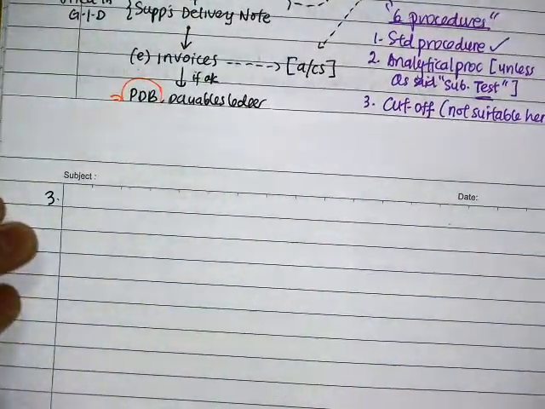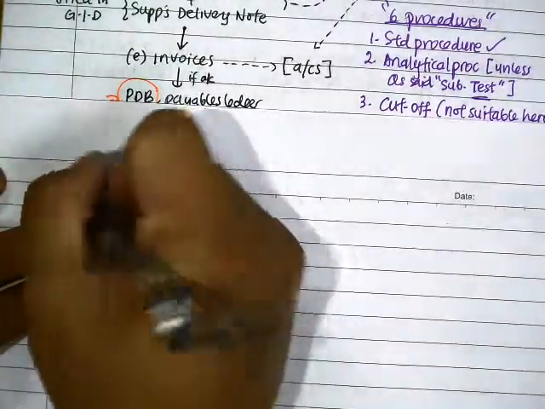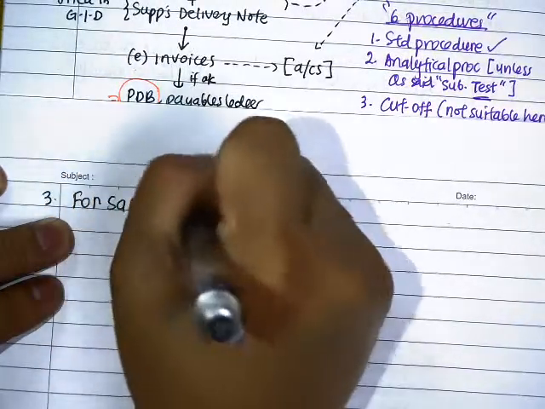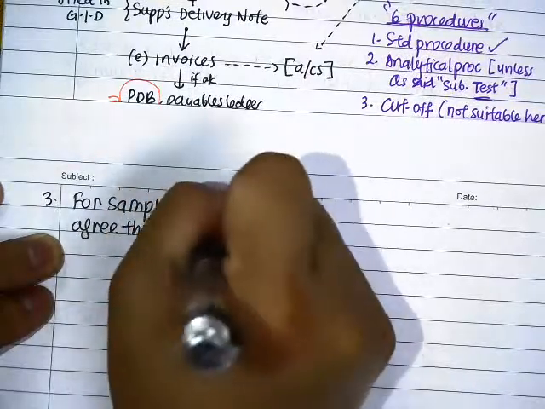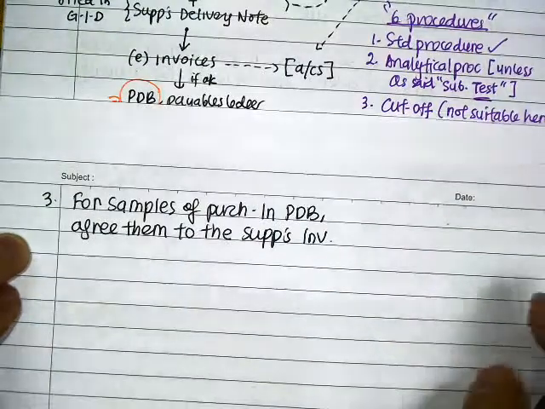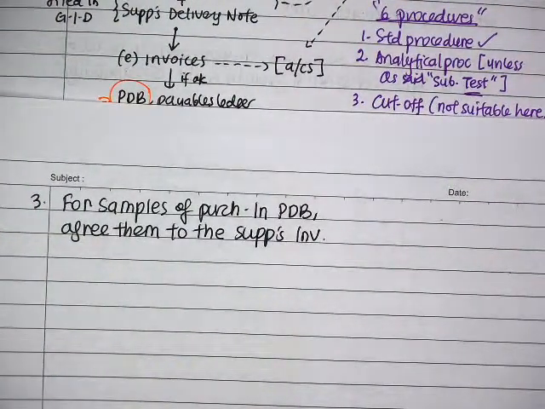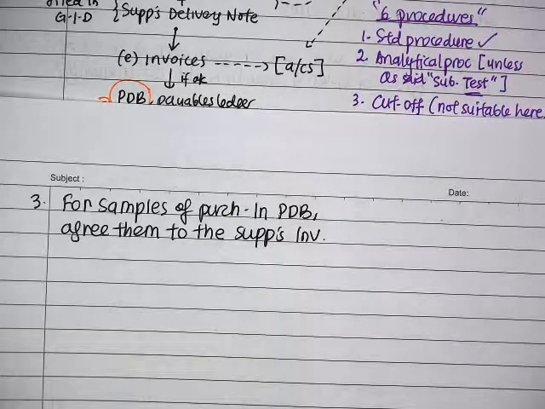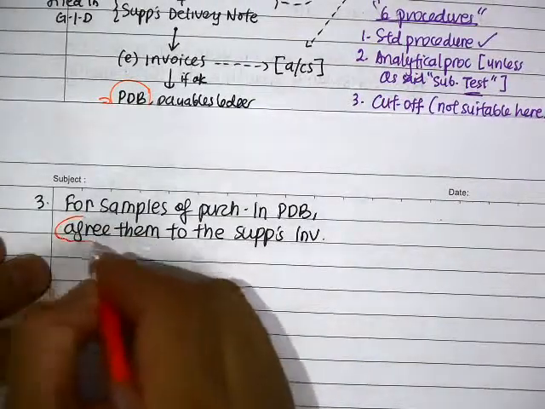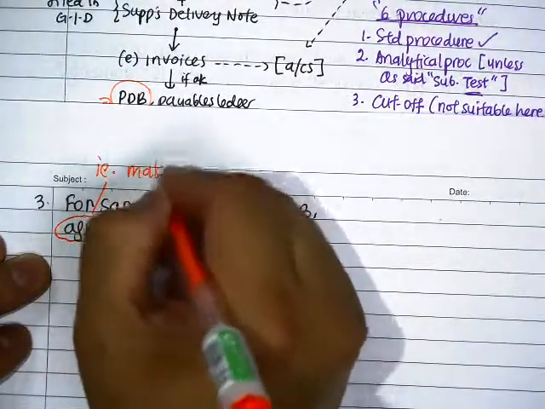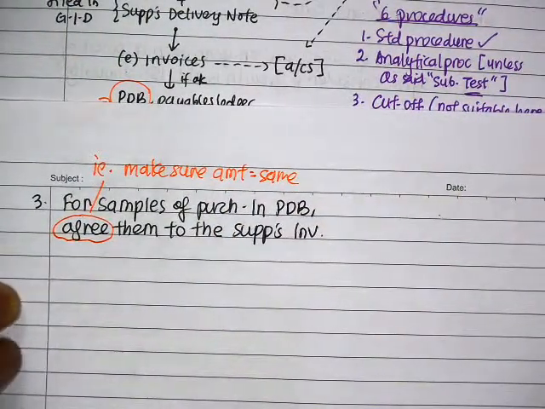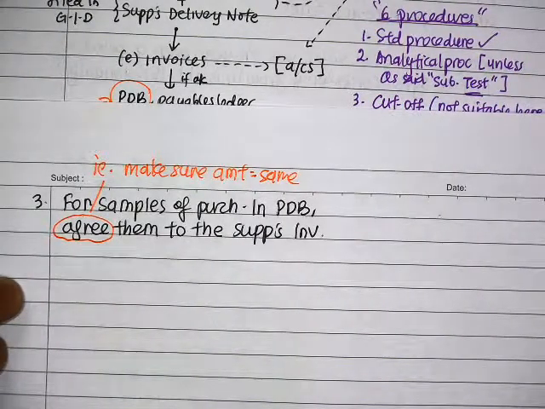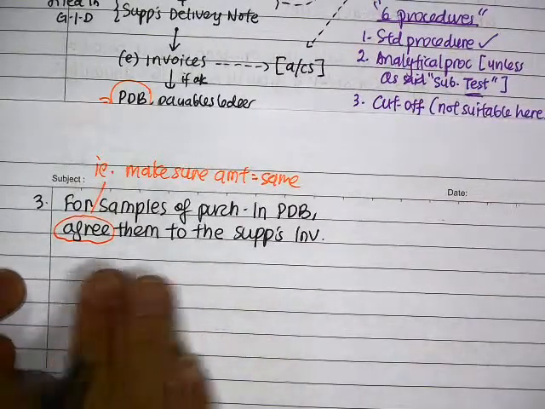Now, so number 3. Okay. For samples of purchases in the PDB, agree them to the supplier's invoice. Okay, so go back to the invoice. Alright, now when you agree, i.e. you make sure that amount is the same. Okay, or else what do you mean by agree? Fair enough. So agree means go back and check that they are the same. Alright, now you should agree them to supplier's invoice.